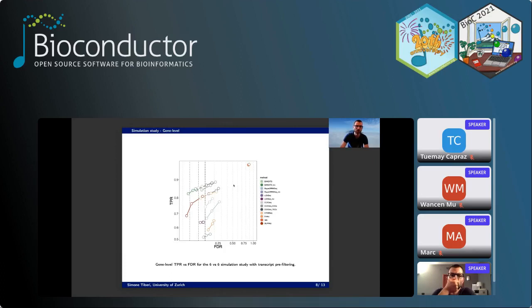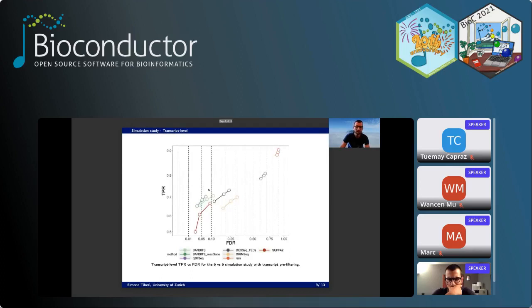Now, we benchmark bandits, which is in green here, against various competitors. And so here we have the true positive versus false discovery rate at the gene level. So this is a gene level test. And you see bandits is in green here. It has good true positive rate, but also controls the actual false discovery rate. And similarly, when you look at the transcript level test, well, obviously there are much fewer competitors because not all methods provide a transcript level test.